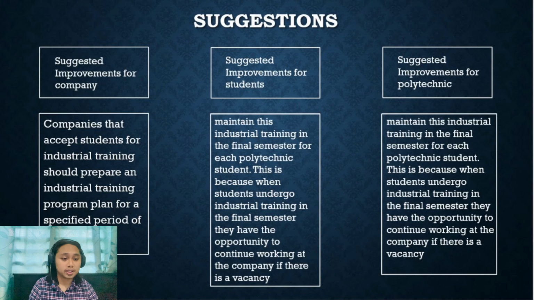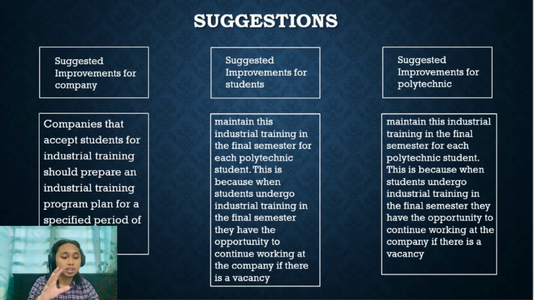So next is about suggestions. Suggestions are divided into 3. For the first is suggested improvement for companies. Companies that accept students for industrial training should prepare an industrial training program plan for a specific period of time. So for the suggested improvement for students, maintain this training for a semester for each polytechnic student.